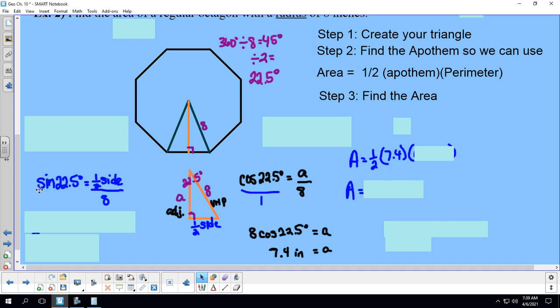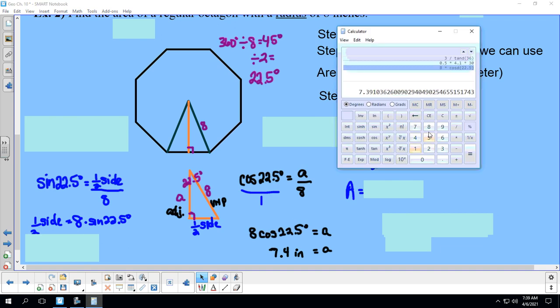I know that the sine of 22.5 is the opposite side over the hypotenuse. So half of my side, because it's just this little piece here, divided by 8. So I'm going to cross multiply, so 8 times the sine of 22.5 is equal to half of our side. We do that in our calculator. Don't be afraid of trigonometry because it is a simple calculation. It's just punching it in your calculator.